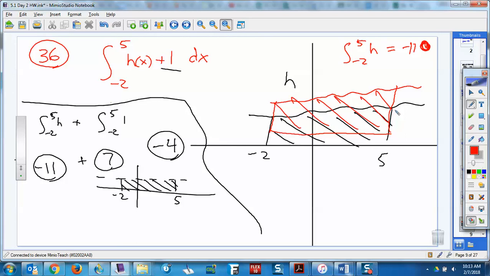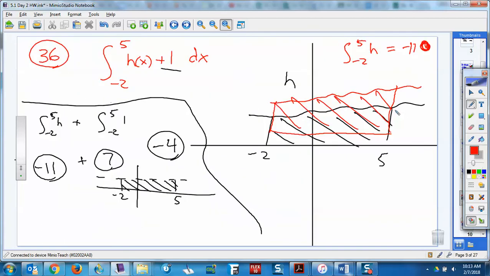What have I added now? What area have I added? I've added a rectangle on the bottom that's 7 by 1, which is 7. That's why you can't just add 1 to the area. You've added a strip of area. When you shift that graph up, you've added a strip of area down there. Okay? And it also works if it would have been negative.